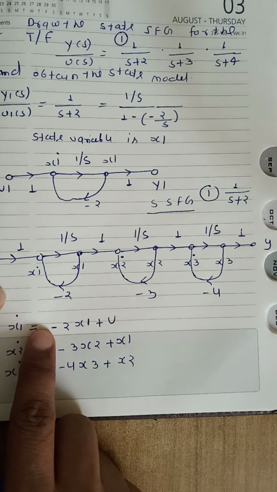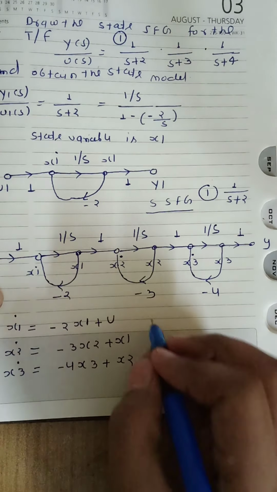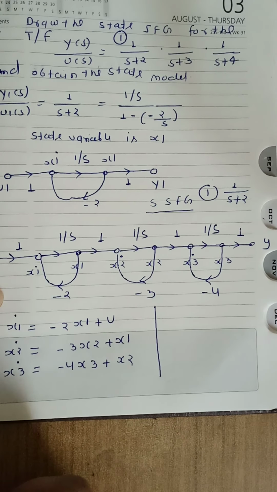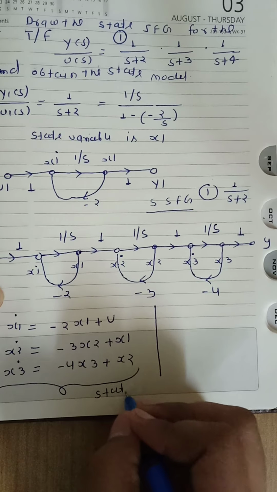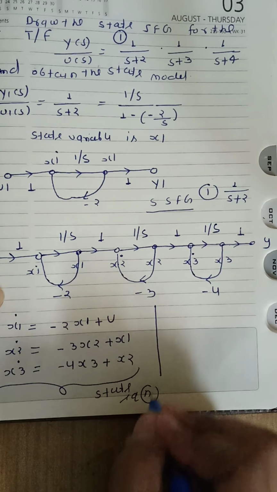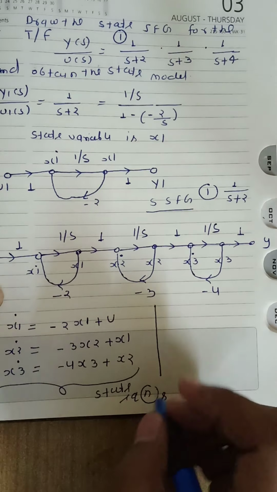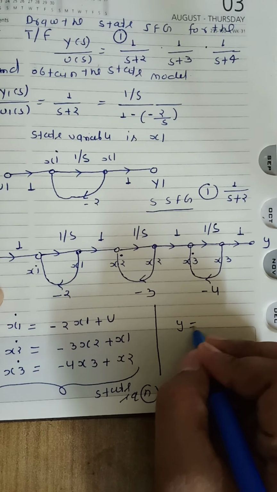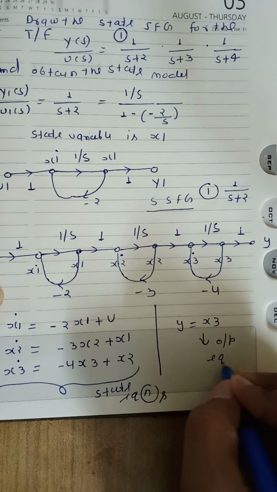So first we define state equation, second state equation, third state equation. So all three are state equations. Output equation, we have y equal to x3. This is my output equation.